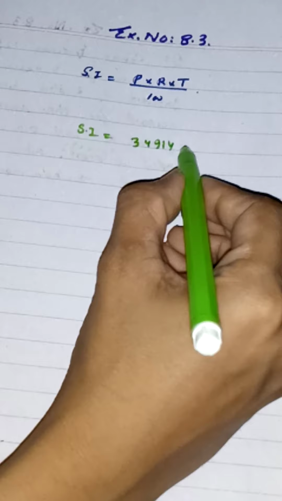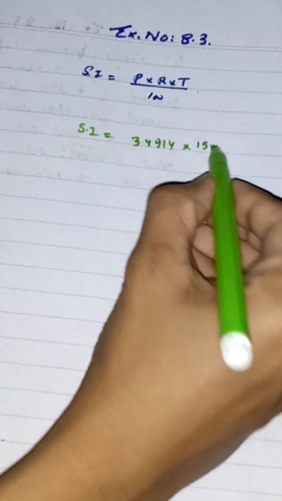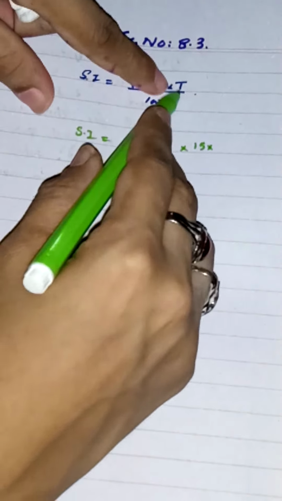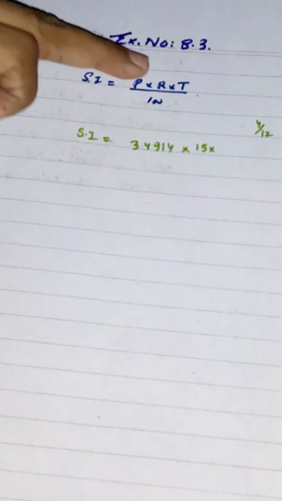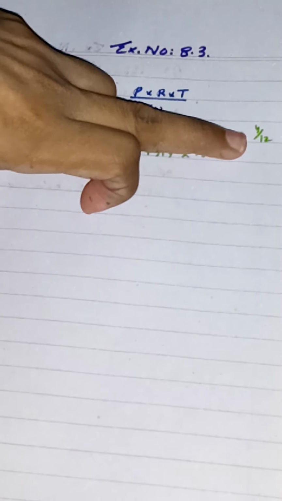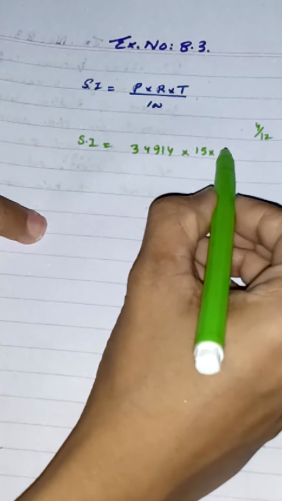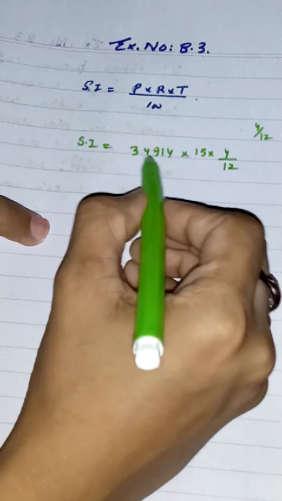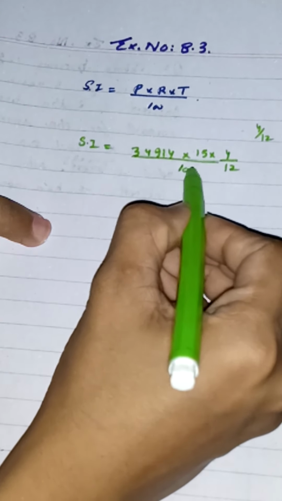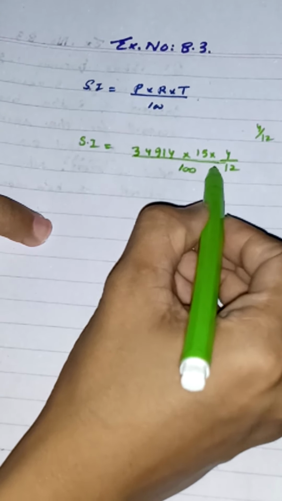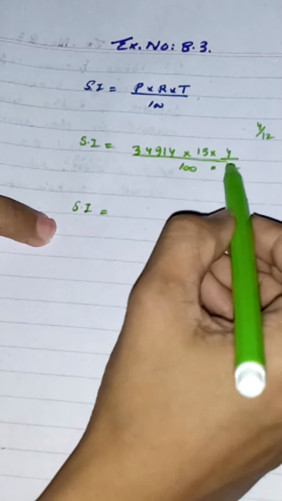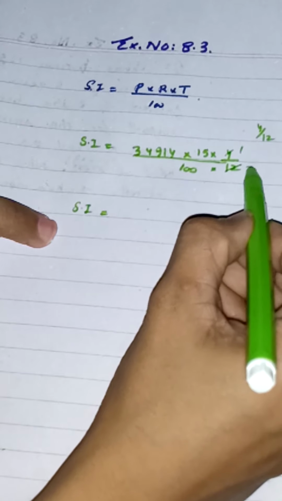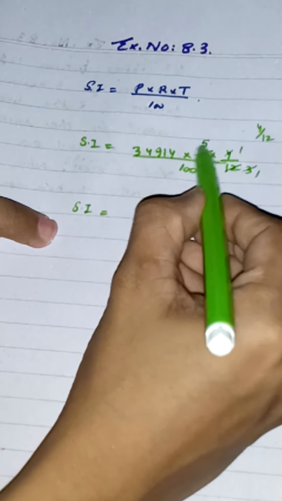34,914 is taken as principal, rate 15%, and time 4 months. Time is 4 months out of 12 months, and 100 is given in the formula. 4 months out of 12 months: 4 ones are 4, 4 threes are 12, 3 ones are 3, 3 fives are 15.